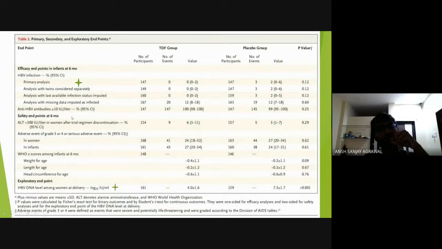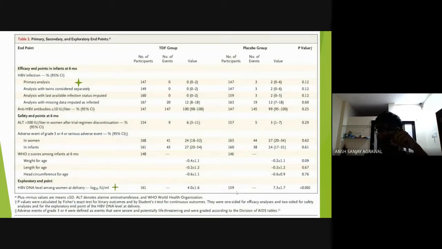Coming to the safety endpoints, in the hepatic flares, that is ALT greater than 300 IU per liter, 9 women faced it in the TDF group and 5 in the placebo group, with 6% and 3% respectively. The p-value was 0.29, again not significant. Similarly, WHO Z scores were not significant, and adverse events of grade 3 or 4 and serious adverse events were not significantly different between the two populations. Just one last thing that I can say is significant is the exploratory endpoint, that is the HBV DNA level among women at delivery, which is 4.0 plus minus 1.6 standard deviation for the TDF group, and for the placebo group, it's 7.3 plus minus 1.7.